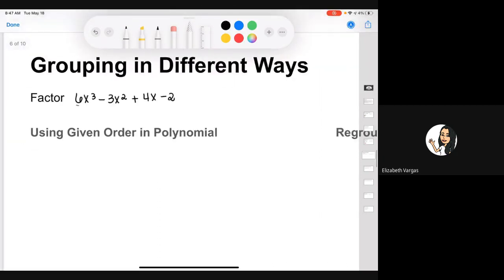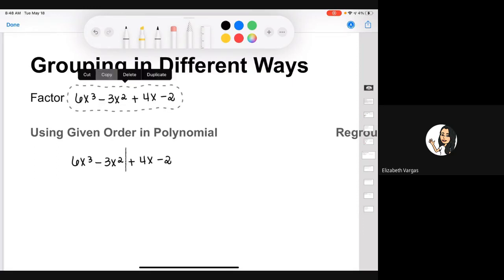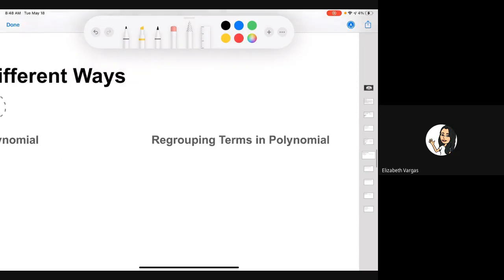Okay, so let me break this apart. Our first option is to just break the polynomial in half like that, and then solve for the greatest common factor of one side, the greatest common factor of the other side, and then put it together. Another option that you have is that if for some reason you wanted to regroup that polynomial, you could do so.